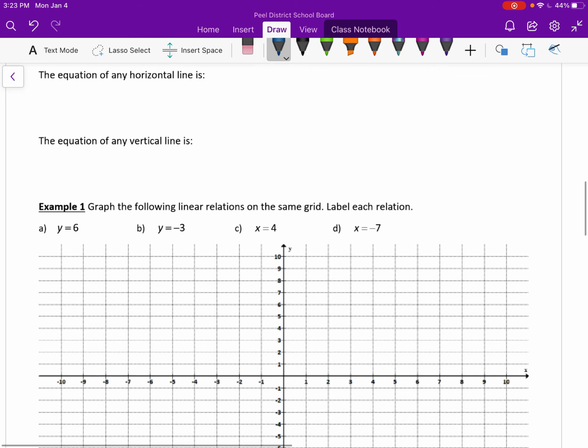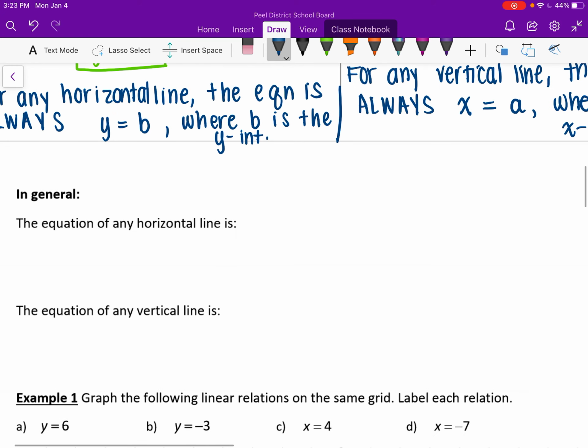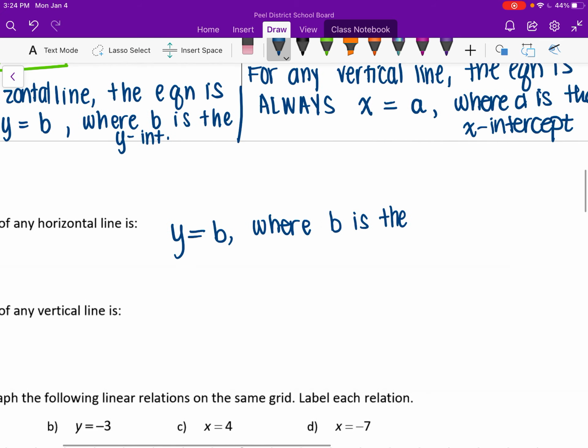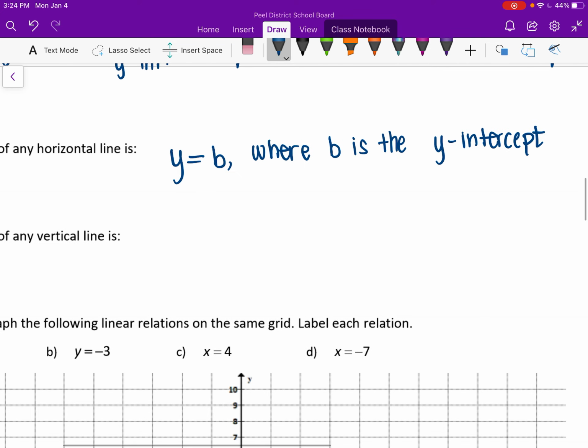Okay? So I'm going to write in that same rule over here. The equation of any horizontal line is going to be y equals b, where b is the y-intercept, right? And for any vertical line, x is equal to a, where a is the x-intercept.